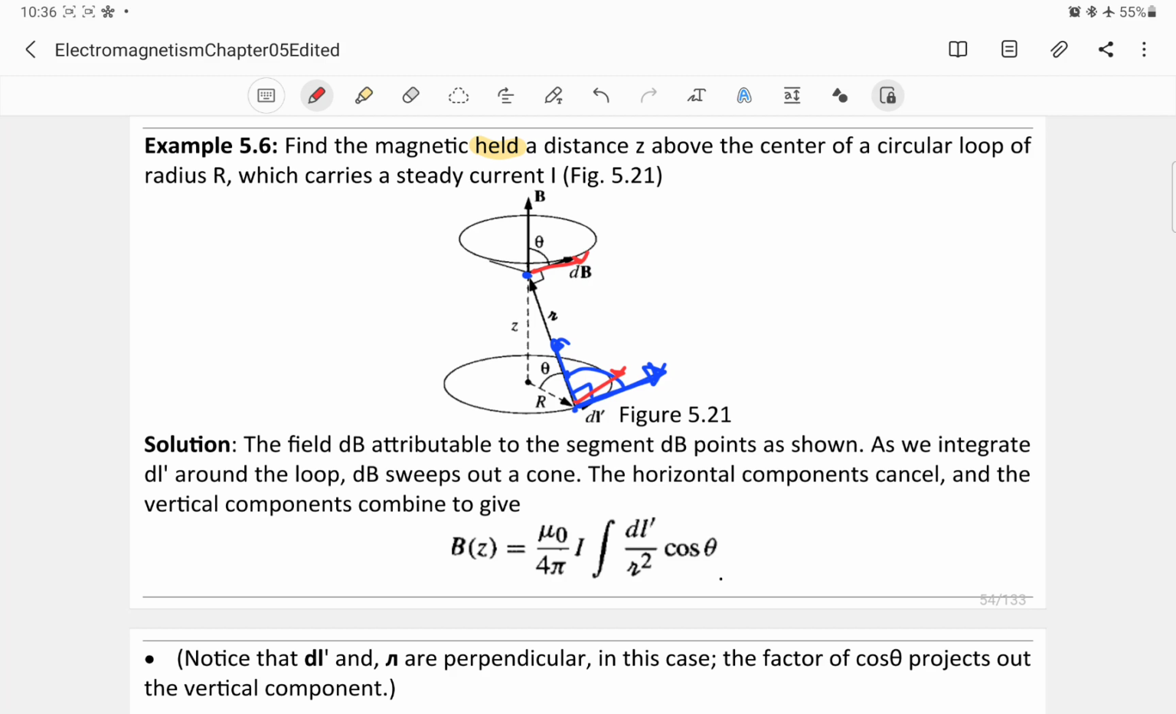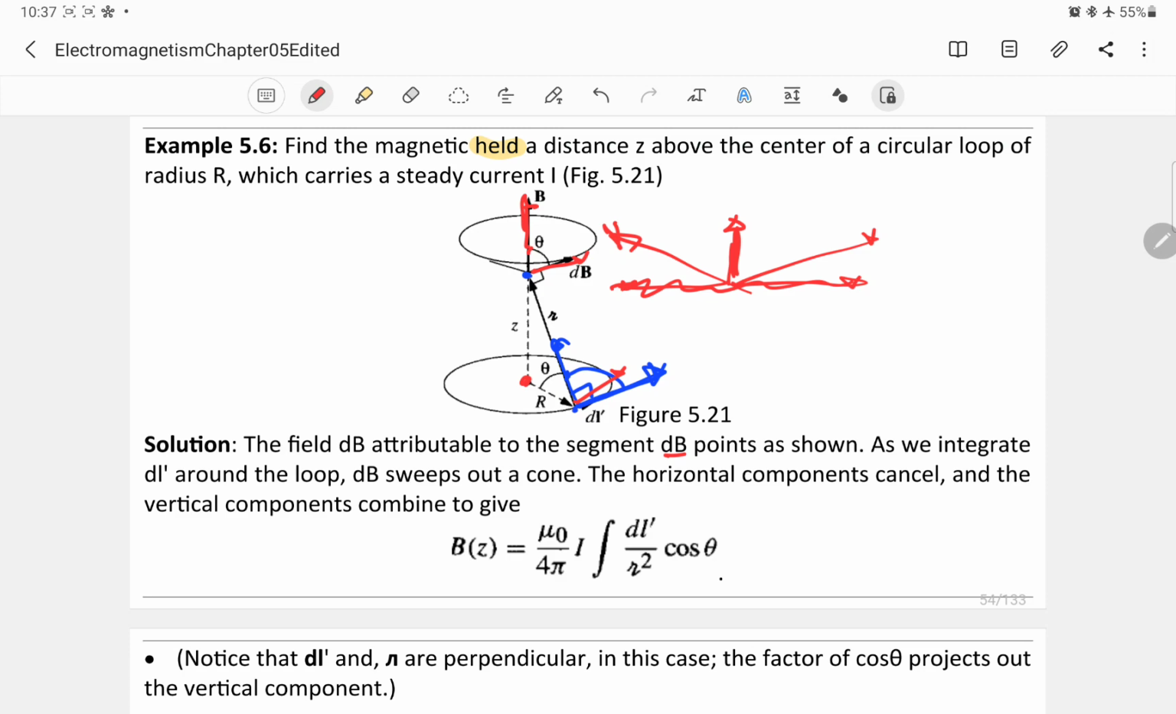Of course, the field dB attributable to the segment dl, dl points as shown. As we integrate dl around the loop, dB sweeps out a cone. The horizontal components cancel, of course. So if your dB is like this, you will have an opposite dB, and the horizontal components will cancel, so your total magnetic field will just be in that direction. Of course, you're at the center, but if you're not at the center, then dB would not be pointing in this direction.